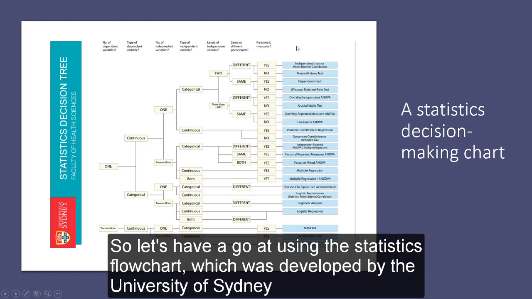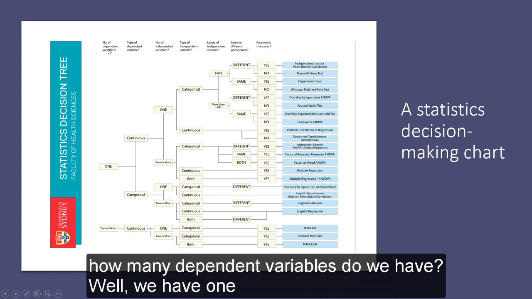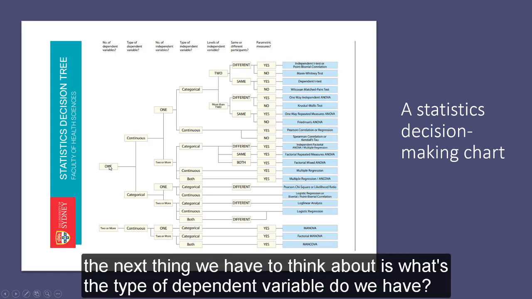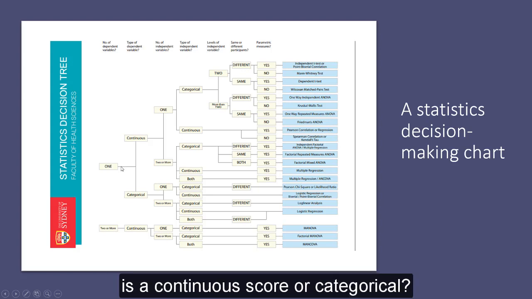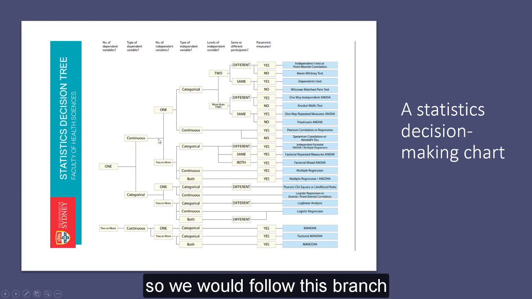So let's have a go at using this statistics flowchart, which was developed by the University of Sydney. We have to start at this point. So how many dependent variables do we have? Well, we have one, which was recall. So we would start here. The next thing we have to think about is what type of dependent variable do we have? Is it a continuous score or a categorical? Well, in this example, it's a continuous recall score. So we would follow this branch.